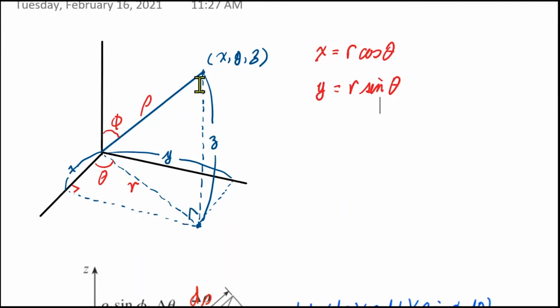Now, concentrate on this triangle. This is a right triangle. So this side, well, this side first. r is equal to, do you see now that r is equal to rho sine phi? Do you see that? r over rho happens to be sine phi.